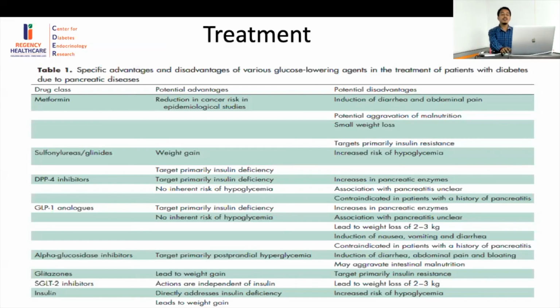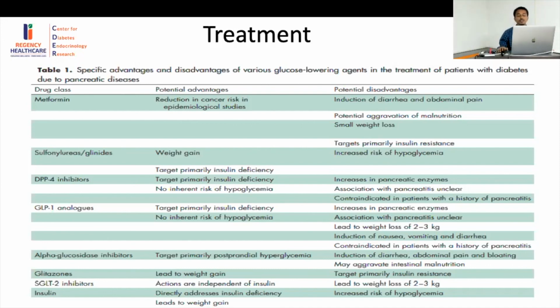So for the treatment here, again, we have to balance between the advantages and the disadvantages, because if we start with metformin, these children will have typical GI symptoms, which we try to avoid in patients with acute pancreatitis. If we give sulfonylureas, there are always risks of hypoglycemia, and these patients have an impaired glucagon effect, so again, increased risks of hypoglycemia. DPP-4 inhibitors and GLP-1 analogs are contraindicated in patients with pancreatitis. Again, if we give alpha glucosidase inhibitors, GI symptoms like diarrhea and abdominal pain will develop.